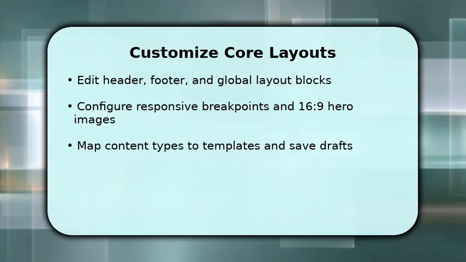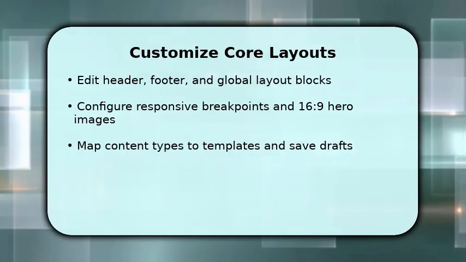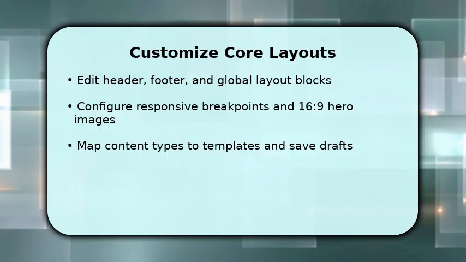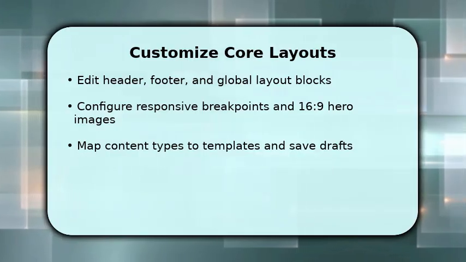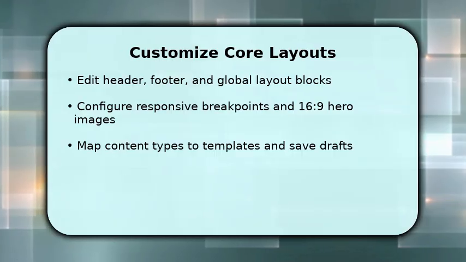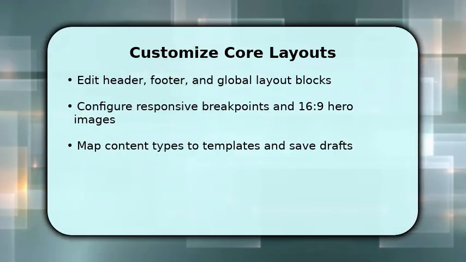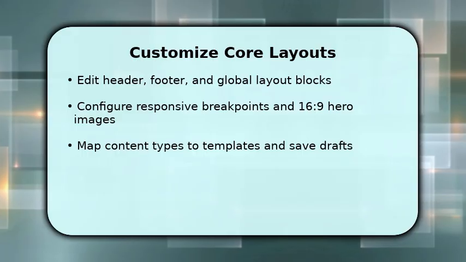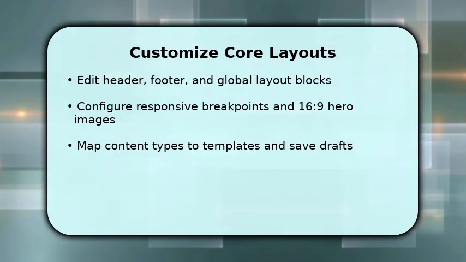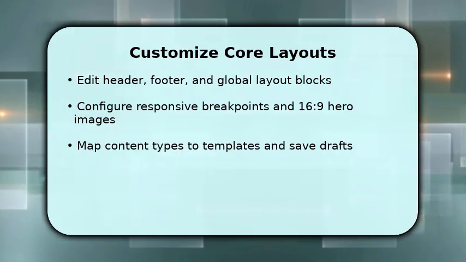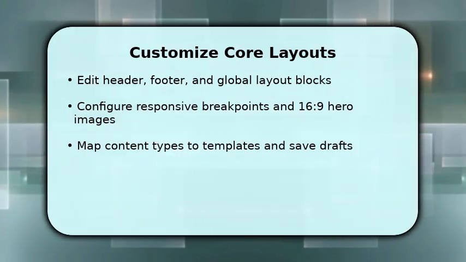Then assign 9 hero images and map content types, product, blog, landing, to their templates so data populates correctly. Make sure to save drafts frequently and use the preview toggle to inspect dynamic content. This detailed execution ensures consistency across pages and reduces rework when you publish.